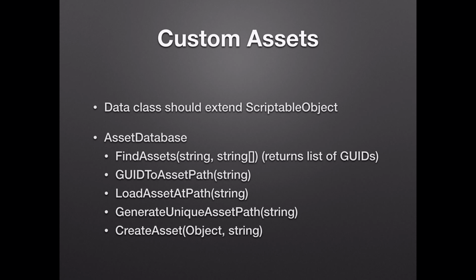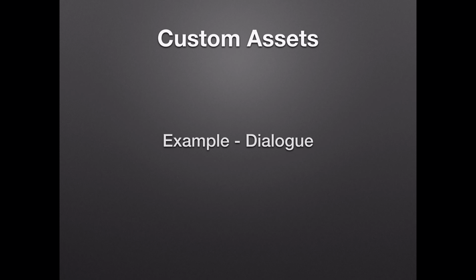And create asset, you pass it an object and a path where you want to put it, and it creates an asset at that location. And then from then on, if you're editing an object that you've loaded as an asset, the data automatically goes back and forth. You don't need to do any specific manipulation to change it. So a good example of something like this is if you have a dialogue system or conversations in your game that you need to store data for.